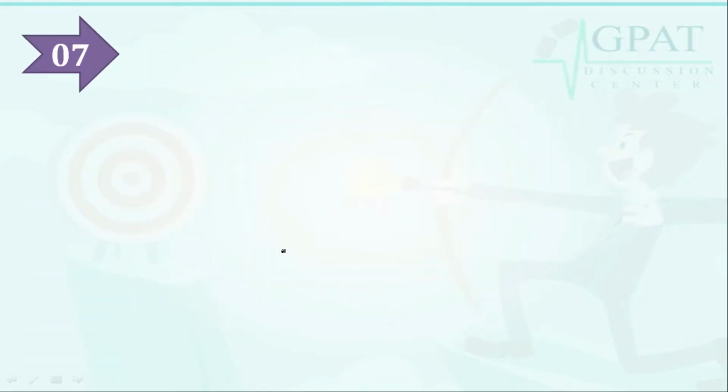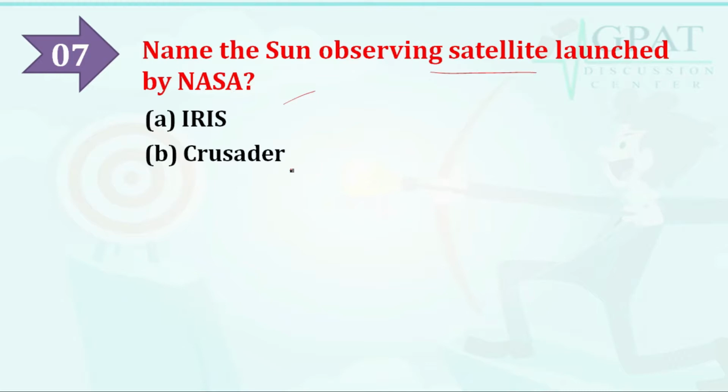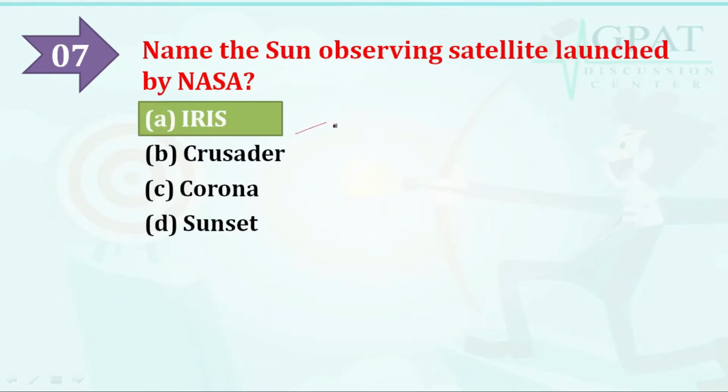Moving on to the next question: name the sun observing satellite launched by NASA. And the options are option A IRIS, option B Krasnodar, option C Corona, option D Sunset. So which is the correct answer? The correct answer is IRIS. IRIS is the sun observing satellite launched by NASA.